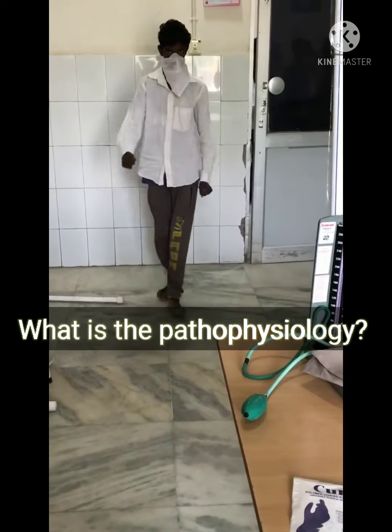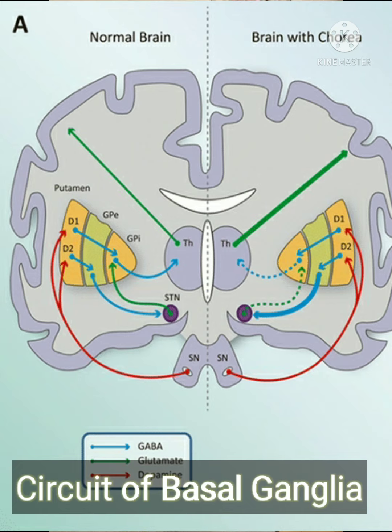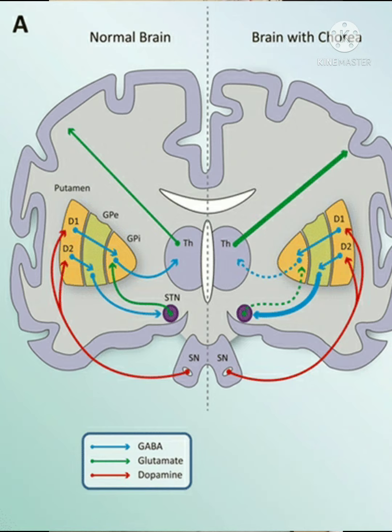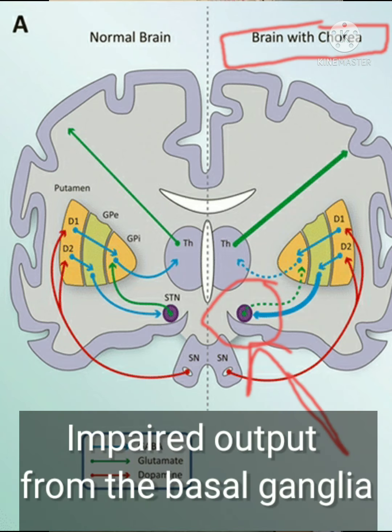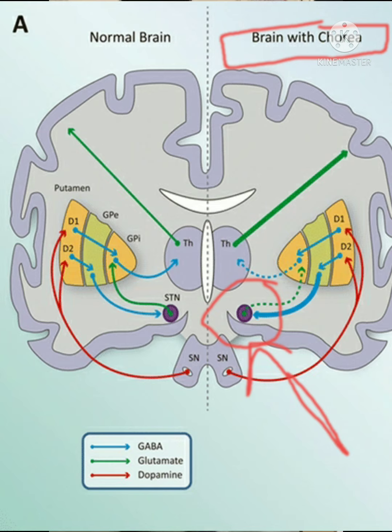You need to remember that in normal cases, when we look at the circuit of the basal ganglia, there is a proper balance of neurotransmitters which goes into the nuclei of the basal ganglia and gives a final output. But in the brain with chorea, there is an impaired output. As you can see at the arrow I have marked, this is the lesion in the subthalamic nucleus. Either from lesions of the subthalamic nucleus or from disordered regulation of subthalamic afferents, the final output to the brain is impaired. This causes involuntary jerky movements.